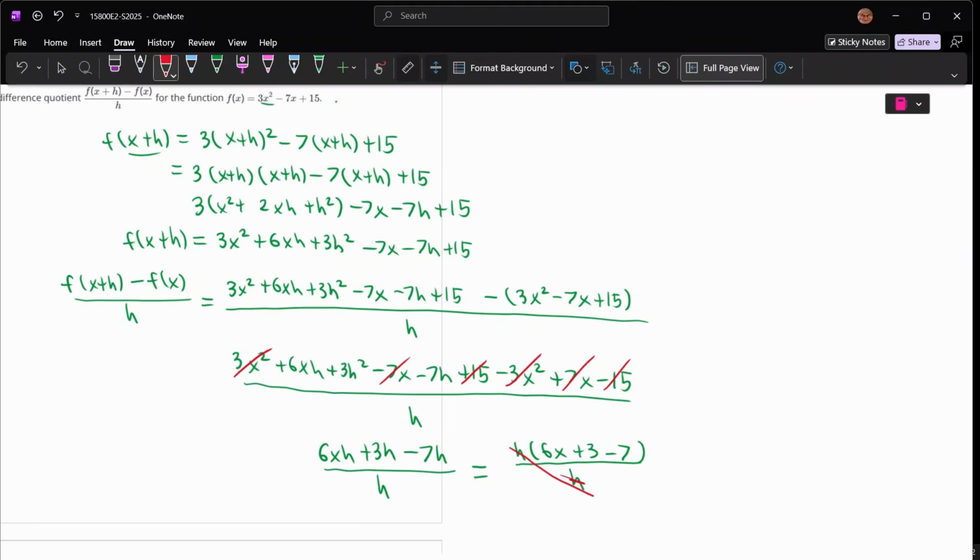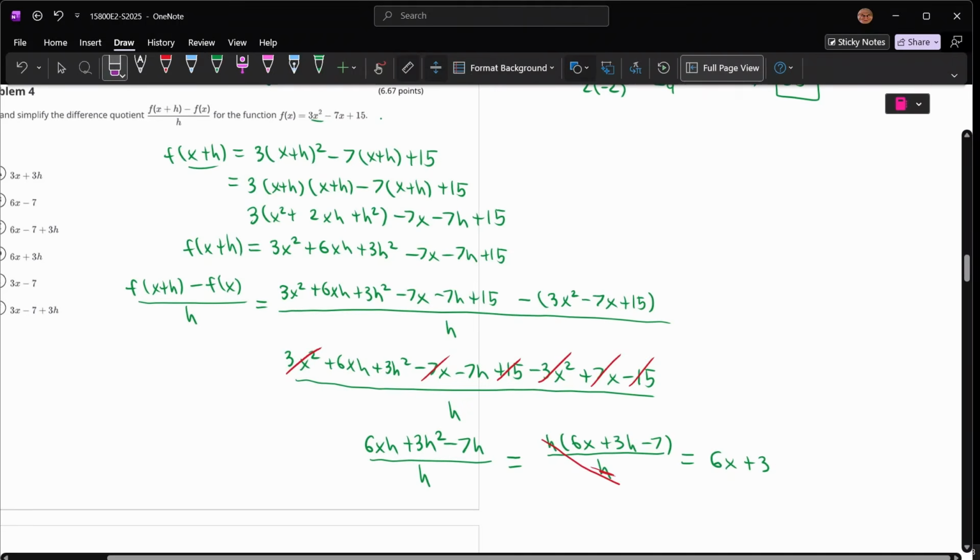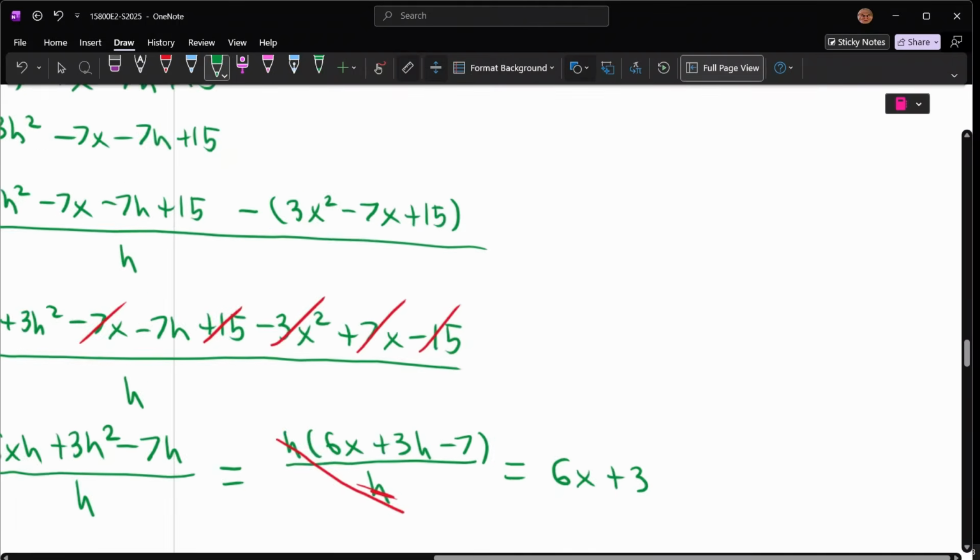So after all the dust settles, you're going to end up with a simplified expression of 6x plus 3, minus 7. Wait a minute, I made a mistake. This is supposed to be a 3h squared, and so you'd end up with 3h in here. My bad. So the simplified version of this expression would ultimately be equal to 6x plus 3h minus 7.